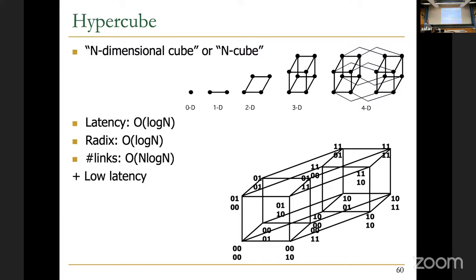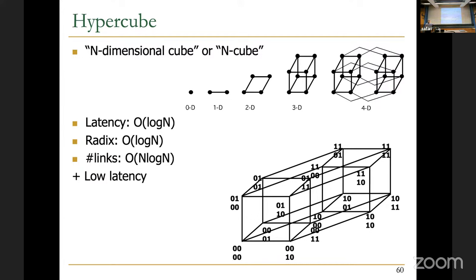So hypercube has very low latency. Essentially, the number of hops is quite low. Imagine for 64 nodes, if you connect them by hypercube, the longest path from one source to the destination is actually 6 hops.